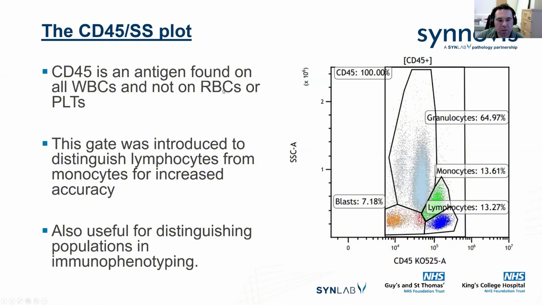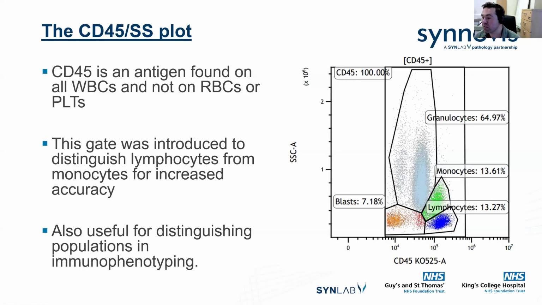So a really important plot for us in the flow lab is the CD45 versus side scatter plot. And CD45 is an antigen found on all white cells, and it's not on red cells or platelets. So it's a pan-leukocyte marker. And generally, the expression level of CD45, so how bright it is or how far to the right on the x-axis it is, is an indication of how mature the cells are. So if you have quite weak, as we call it, CD45, or if a population is falling down in this area over here, then we generally think that those could be immature cells.